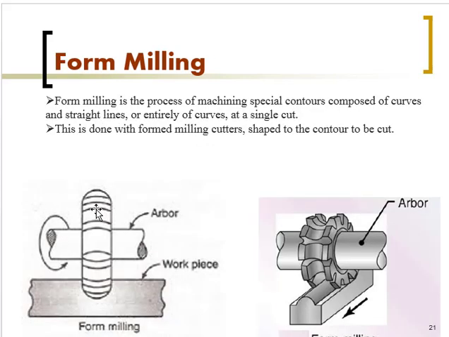Next we have form milling. Form milling is a process of machining special contours composed of curves and straight lines, or entirely curves, in a single cut.